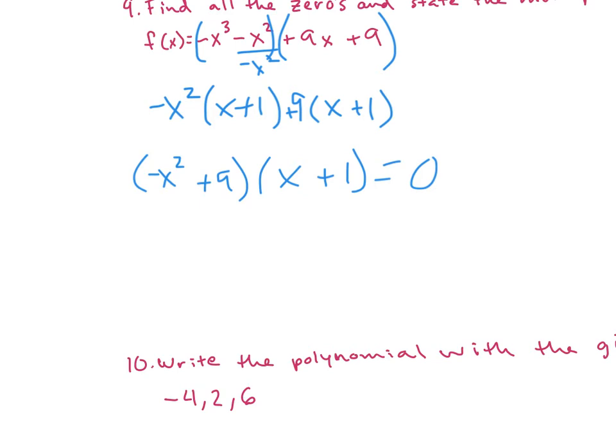Can we just set each piece equal to 0? So we have negative x squared plus 9 is equal to 0, and x plus 1 is equal to 0. Because our goal is to solve. Once we have it factored, we can just go ahead and solve.